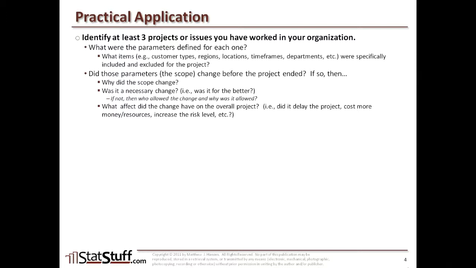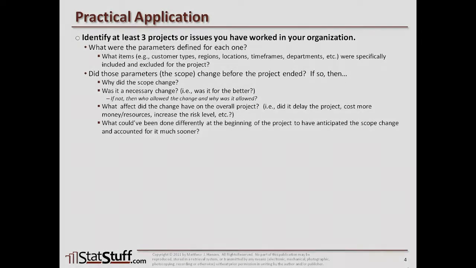In other words, did it delay the project? Did it cost more money or more time or resources that were involved? Did it increase the risk level to some degree? And what could have been done differently at the beginning of the project to have anticipated that scope change and accounted for it much sooner than when it occurred?